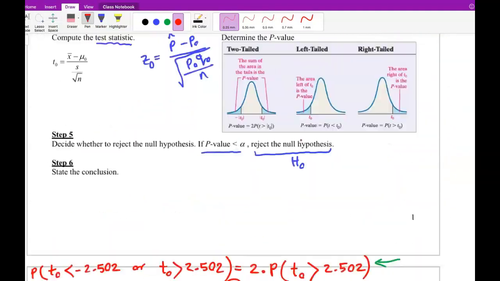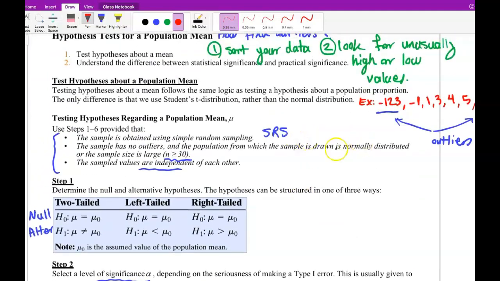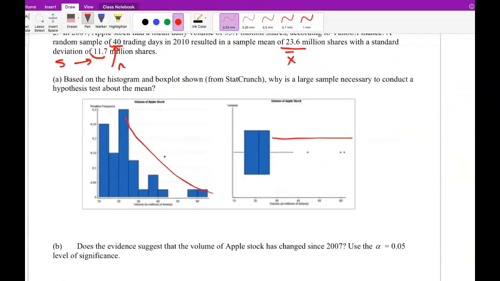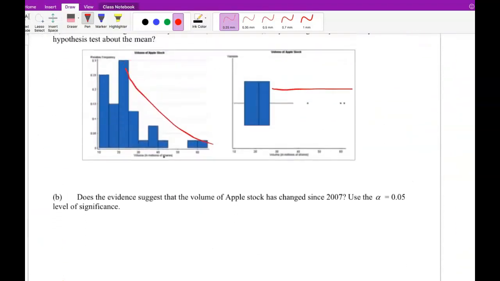Okay, let me go back here. Here on this part I said that the sample has no outliers, and the population from which the sample is drawn is normally distributed, or the sample size is large, that is greater than or equal to 30. But since we have outliers, we should have a sample size greater than or equal to 30.